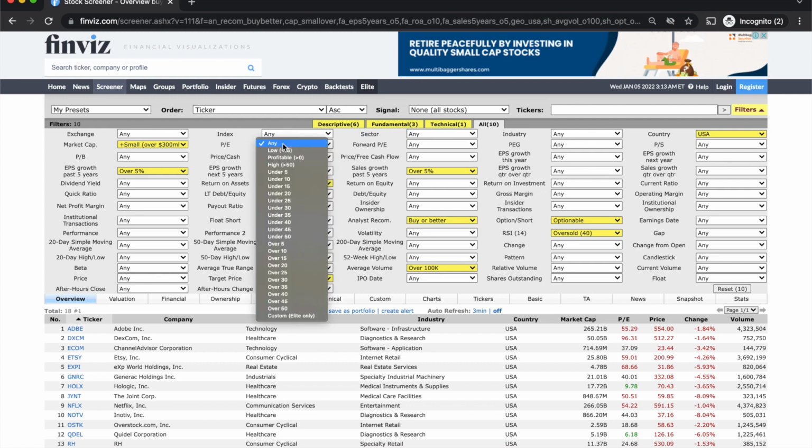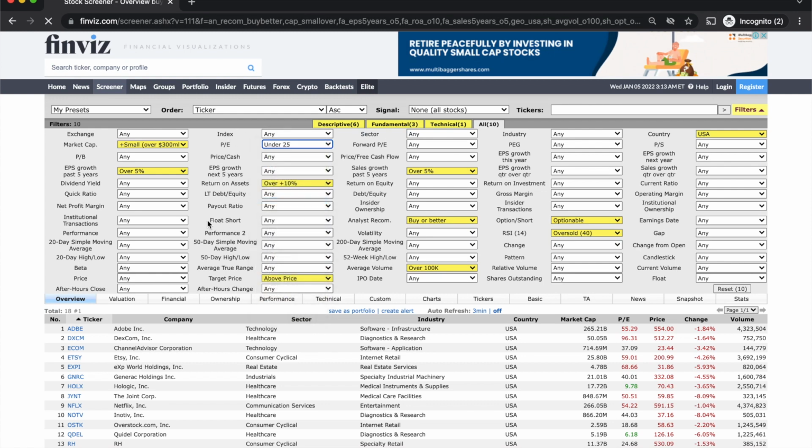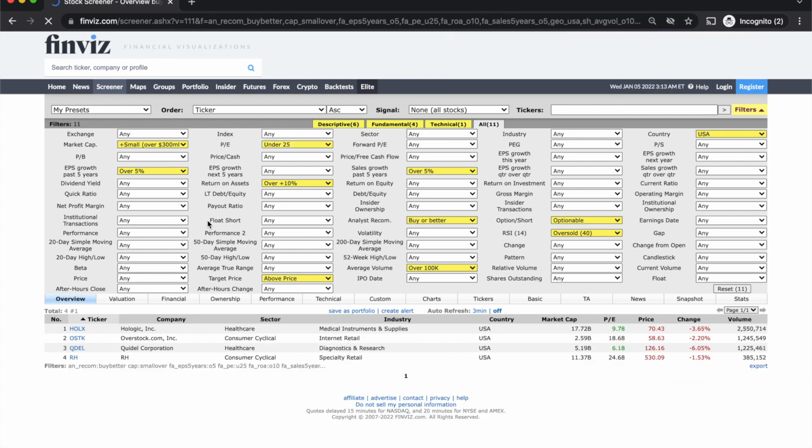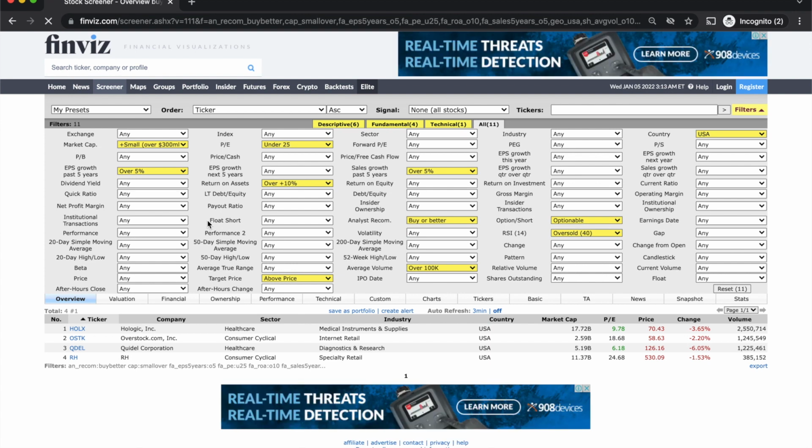So for that, I'm going to select PE and say under 25. Price to earnings ratio is something which tells you how expensive a company is, and we do not want to buy companies which have a high P/E ratio. High P/E ratio means that the price of the company relative to its earnings is high. Imagine a company which is trading at a 200 P/E. That means the company is priced way more expensively relative to its earnings than a company which has a P/E less than 25, right? So with this setting, we are making sure that we are not getting into expensive companies.